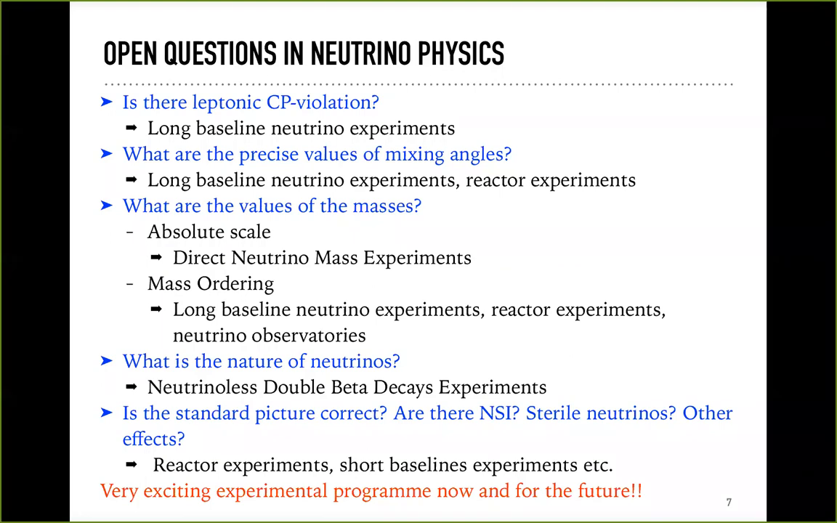Then what is the precision of the mixing angles? I mean, do we know them well enough? What, for instance, theta 23 is? Then what are the values of the masses? So we can either look at the difference in masses, so the sign, the ordering, or we can look really at the absolute, so at the direct mass measurement. And then what the nature of neutrinos is, so whether they are Dirac or Majorana.